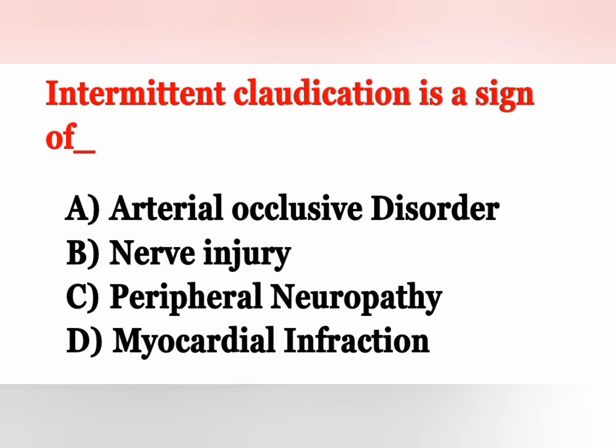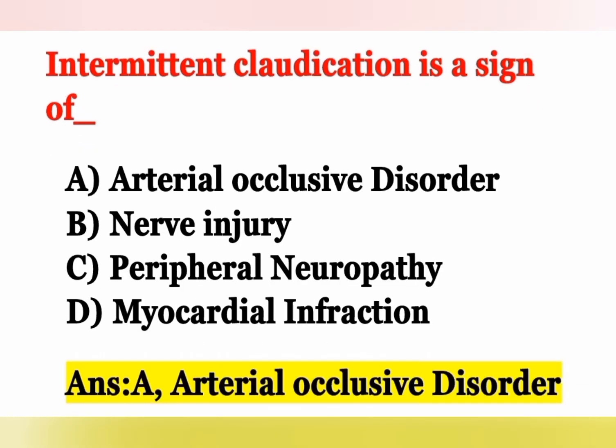The next question, intermittent claudication is a sign of. Options: option A arterial occlusive disorder, option B nerve injury, option C peripheral neuropathy, and option D myocardial infarction. Intermittent claudication is a sign of arterial occlusive disorder. Intermittent claudication means a cramping pain in the leg muscles due to atherosclerosis or any occlusive disorders. Here, arterial occlusive disorder is the sign of intermittent claudication.